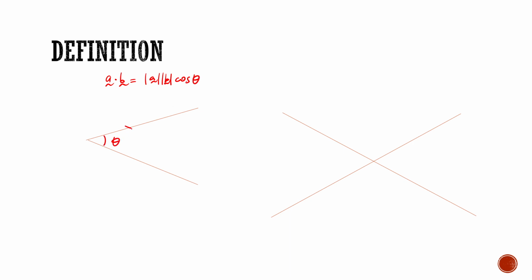Now that angle between them is the angle measured between the two vectors when they are either emerging from the same point or converging at the same point. So theta can be acute or obtuse, like you're seeing in both illustrations.